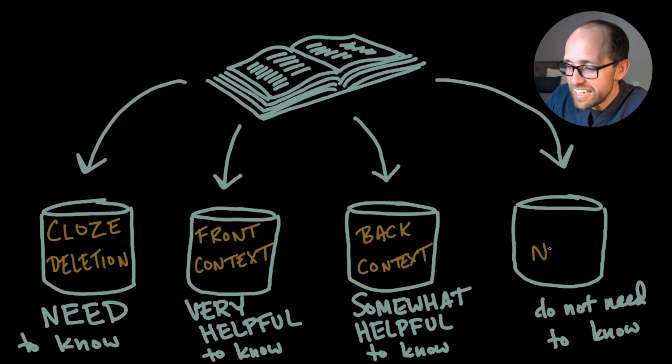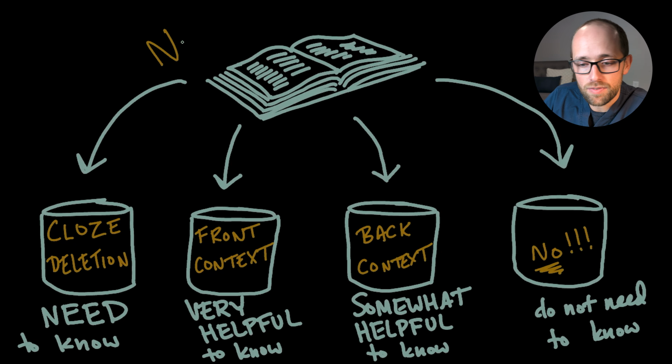Then the fourth bucket of things is just something you don't need to know, and that shouldn't be anywhere in Anki because it's a waste of your time. So 4 buckets, follow that rule, and that will help you to avoid flashcard overload.